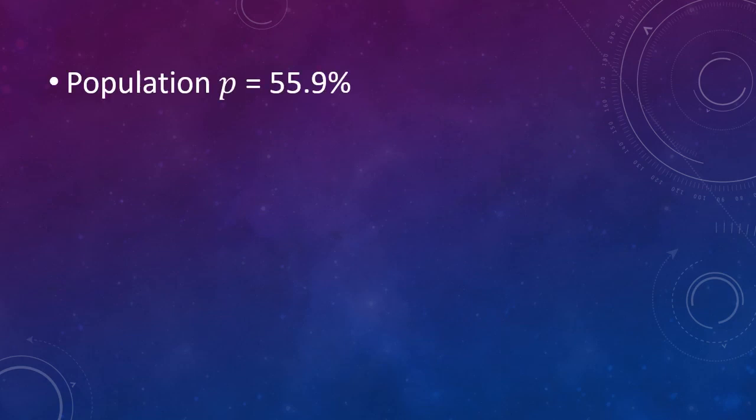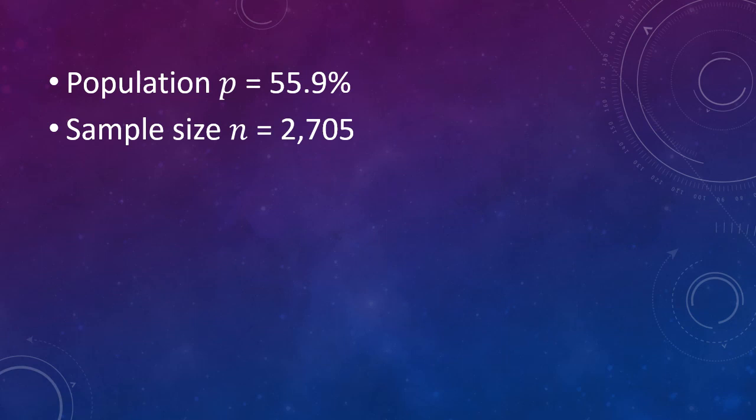In the Californian gubernatorial election of 2006, Republican incumbent Arnold Schwarzenegger was running against Democratic challenger Phil Angelides. In the actual election, Schwarzenegger won with 55.9% of the vote. Consider an exit poll of 2,705 people. What are the mean and standard error of this sampling distribution?